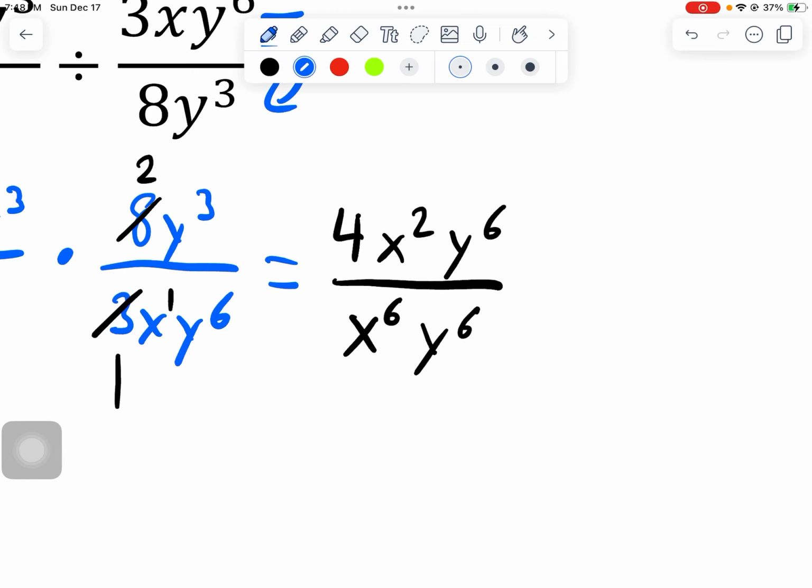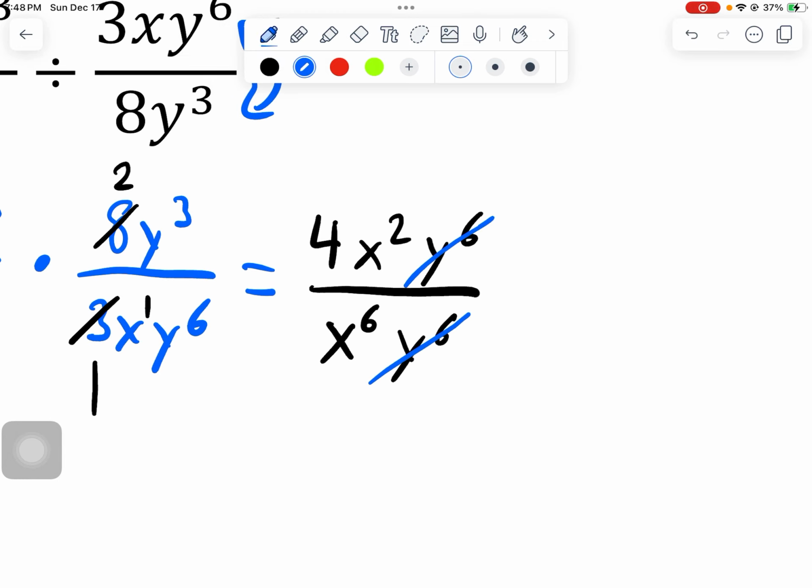So y to the sixth goes away because I have the same thing on the top and the bottom. And since I have 2 x's on the top, I'm going to be left with 4 on the bottom. So my final answer is 4 over x to the fourth.